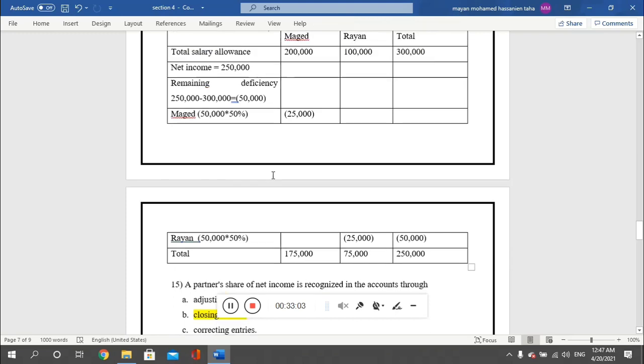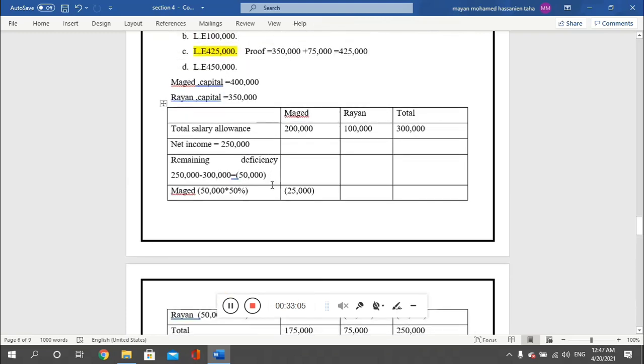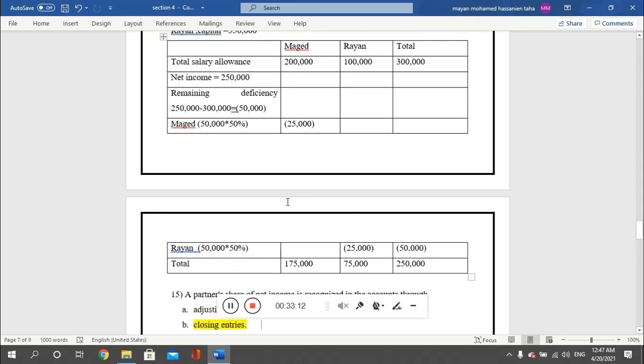So we will subtract 200 for Magid, 200 minus 25, it will be 175. And for Ryan, 100 minus $25,000, it will be $75,000. So he asked for Magid. He asked for Ryan or for Magid? No, he asked for Ryan.